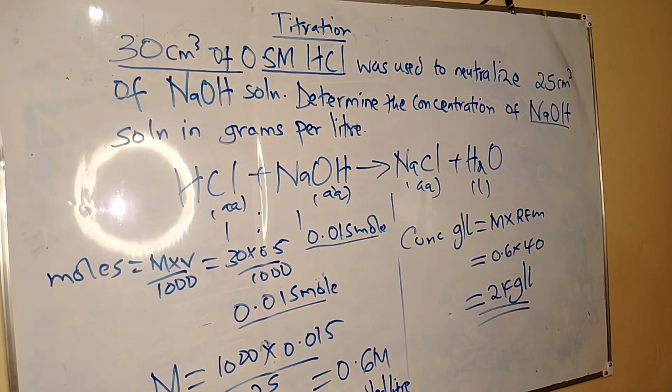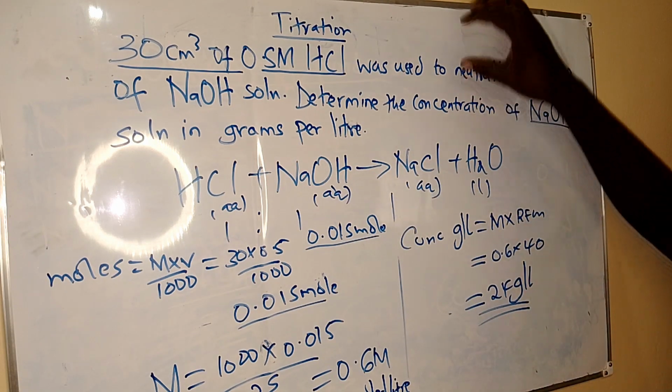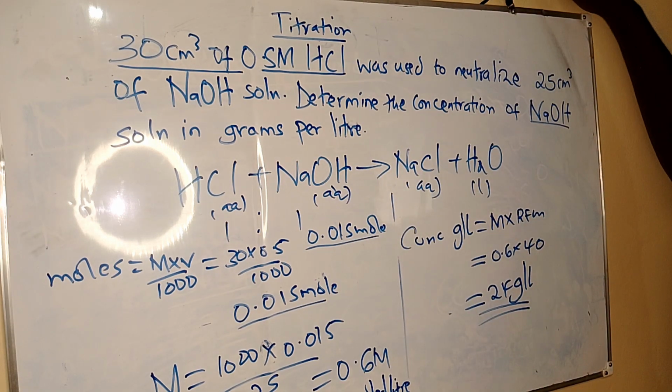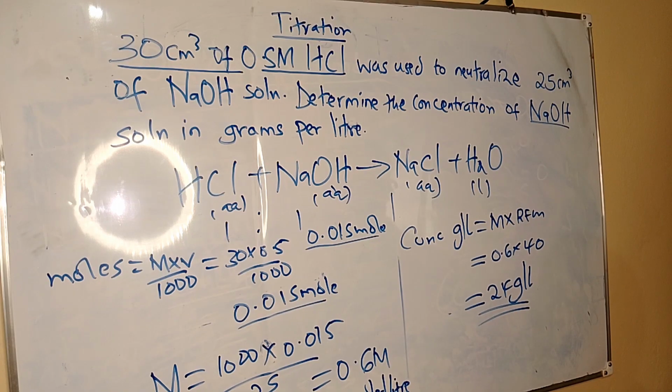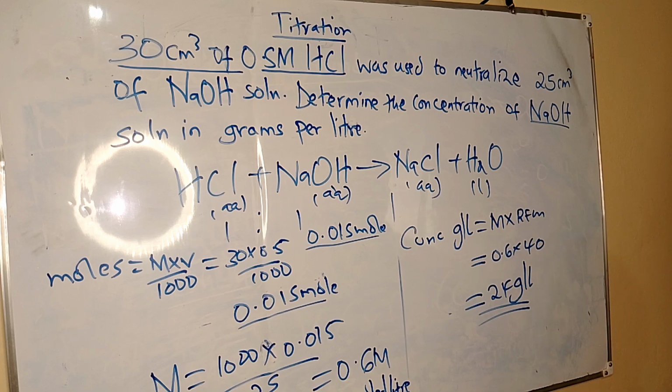So to crown it all, whenever you are being given a question from titration, please make sure that you balance the equation and outline which one is the standard solution, because you are always given a standard solution and you are supposed to calculate the concentration of the unknown. Like now in this case, sodium hydroxide is our unknown concentration that we are supposed to calculate.